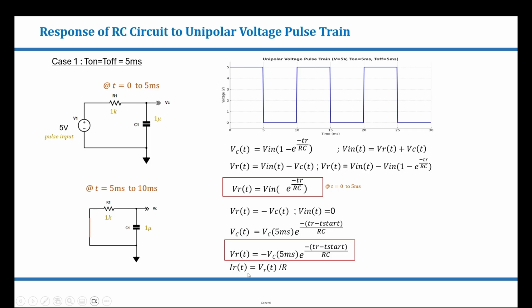Since R and C are in series, the same current flows through the circuit, which is equal to the voltage across the resistor divided by R.